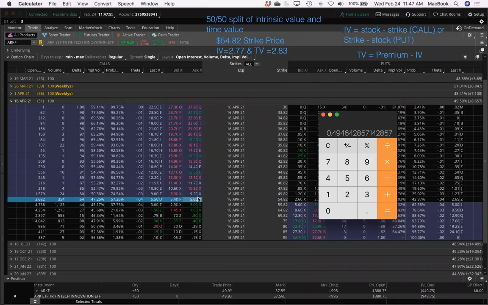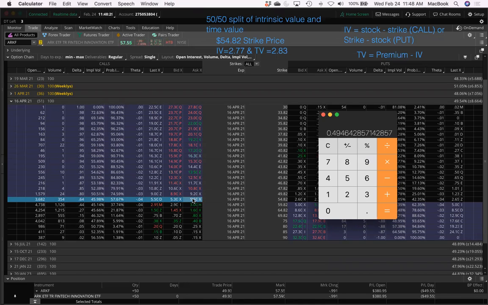So based on Tradeways methodology for selecting a strike price, they would recommend going 2 to 3 months out and picking a strike price that gives you a 50-50 split of intrinsic value and time value with the premium. So based on the math that we just did, if you wanted to get into the April 2021 expiration, you would select the $54.82 strike price because that would give you a perfect 50-50 split.